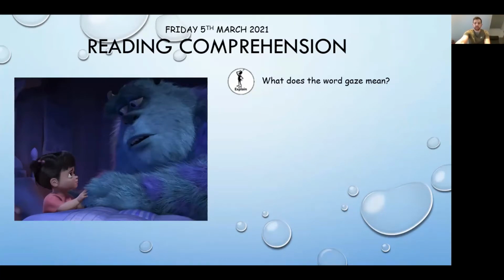So the word gaze means to, it's a synonym of look, but usually when you're gazing, you're looking steadily and intently at something, often in admiration. When you admire something, like, whoa. And here you can see our two characters, Sully and Boo, are looking at each other, admiring, they're kind of gazing, they're looking into each other's eyes steadily, okay?